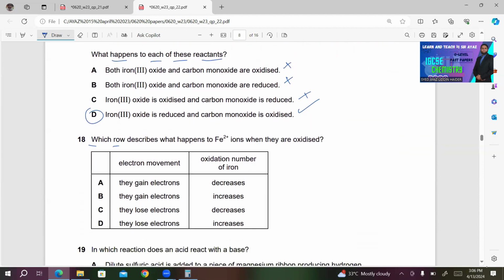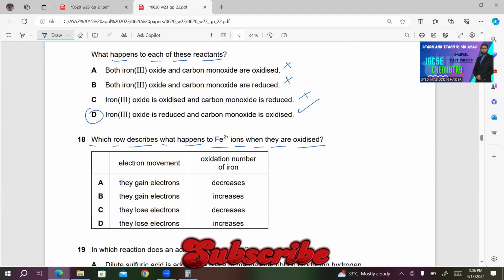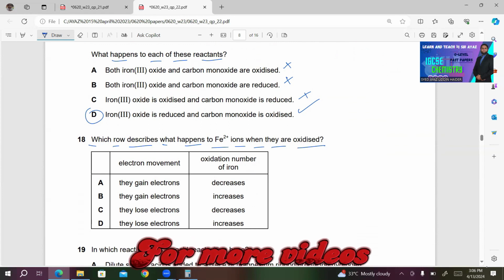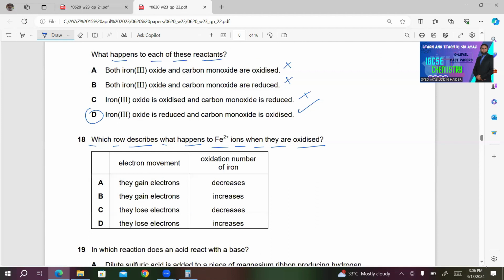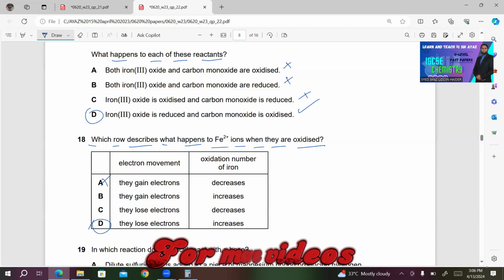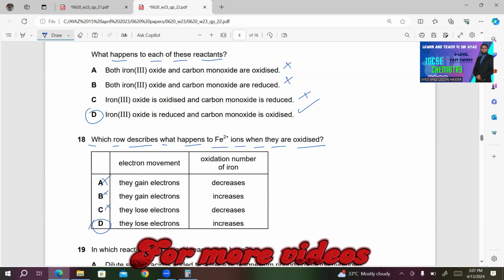18. Which row describes what happens to Fe2 plus ions when they are oxidized? When they are oxidized, the oxidation number increases. Electron movement is that they lose electrons. D must be the right answer because oxidation state increases. It does not decrease. All the other choices are incorrect. Number 19.